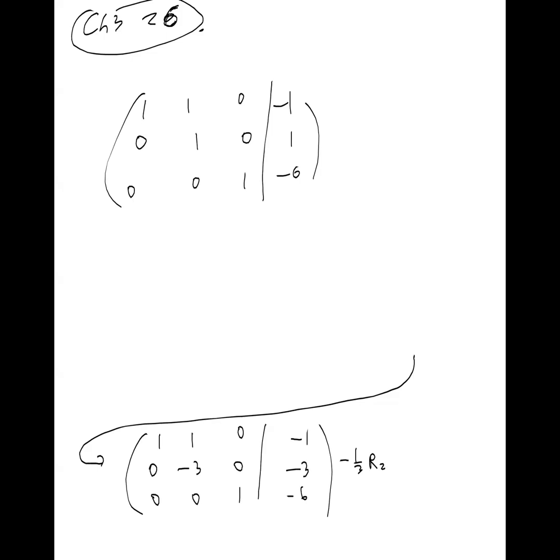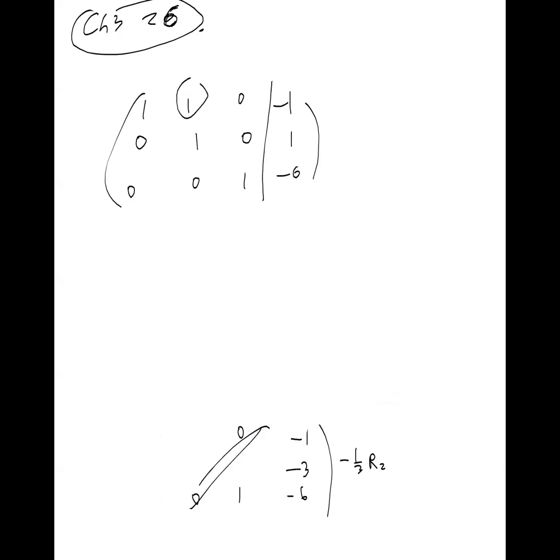What can I do to make that 1 right there become a 0? Yep. Negative row 2 plus row 1. Exactly. Very smart.